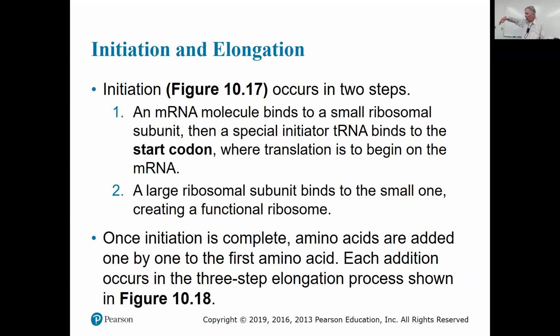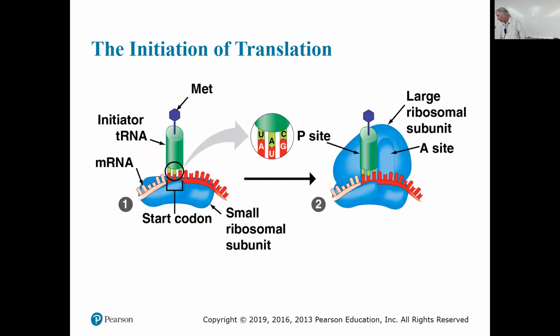A large ribosomal unit binds to a small one, creating a functional ribosome. Once initiation is complete, amino acids are added one by one to the first amino acid. This is an elongation process, in the next figure right here. So you have methionine, the initiator tRNA, start codon AUG, and then it brings methionine.